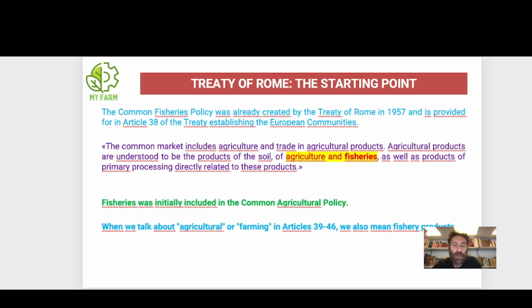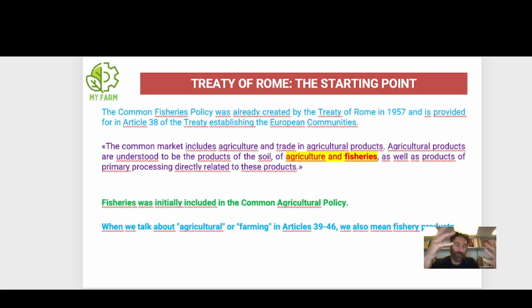The free movement of persons, of course including workers, allowing citizens from member states to move freely to live and work in other member states. Free movement of services, enabling companies and individuals to provide services across borders within the common market without facing national restrictions. And the free movement of capital, permitting the free flow of investment and payments between member countries.